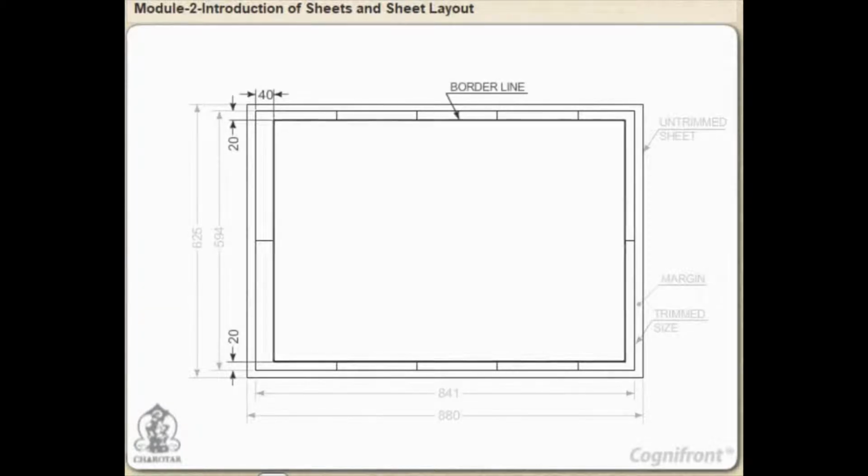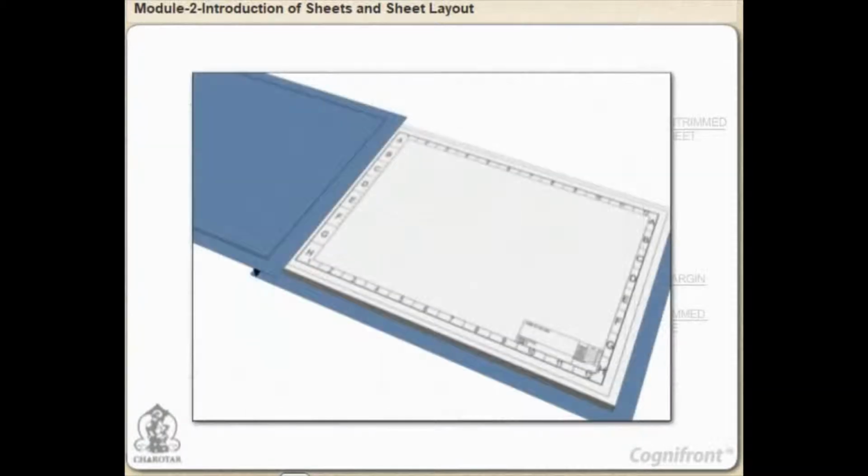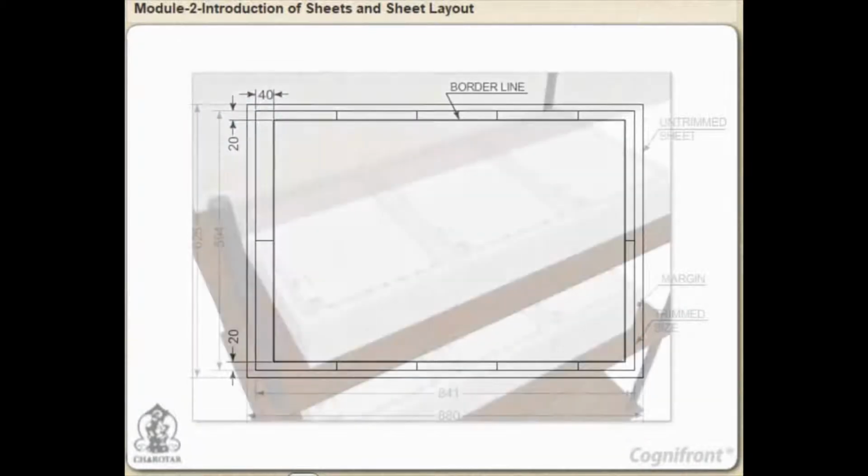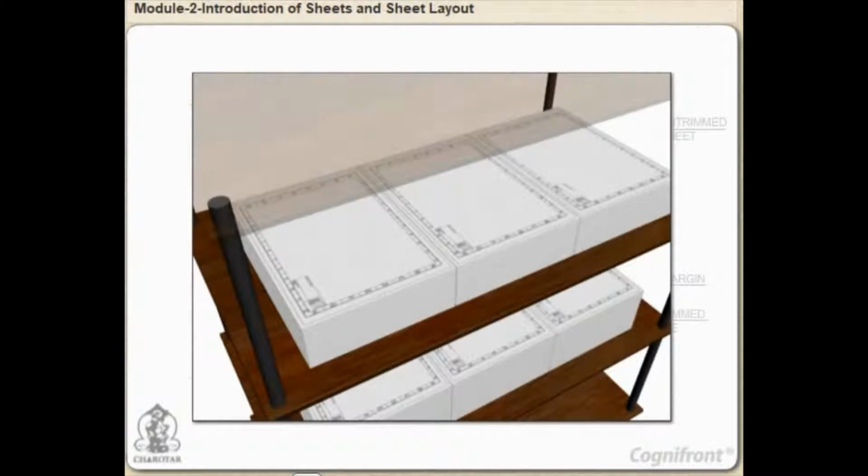Border lines. Clear working space is obtained by drawing border lines as shown in the figure. More space is kept on the left-hand side for the purpose of filing or binding if necessary. When prints are to be preserved or stored in a cabinet without filing, equal space may be provided on all sides.